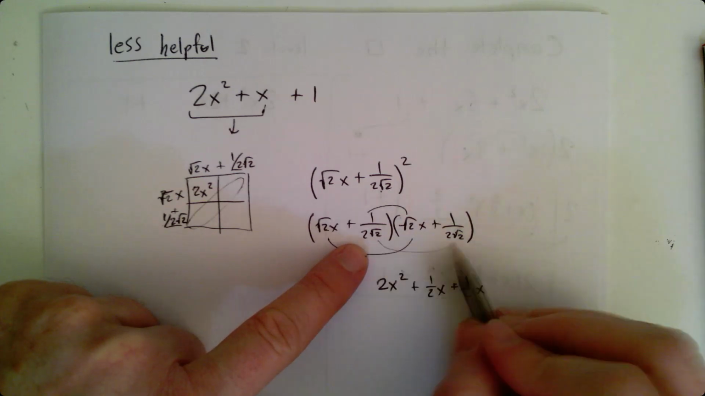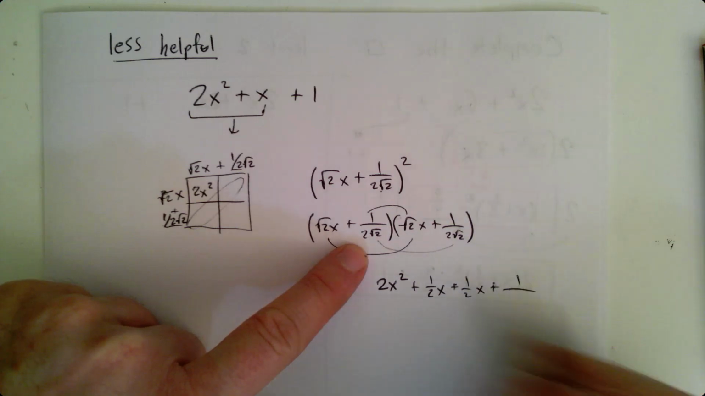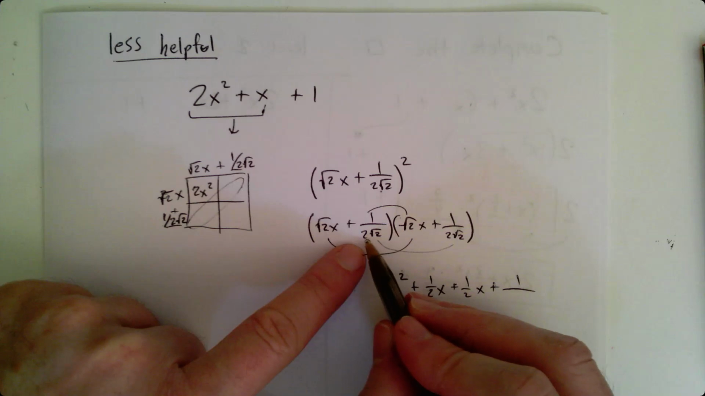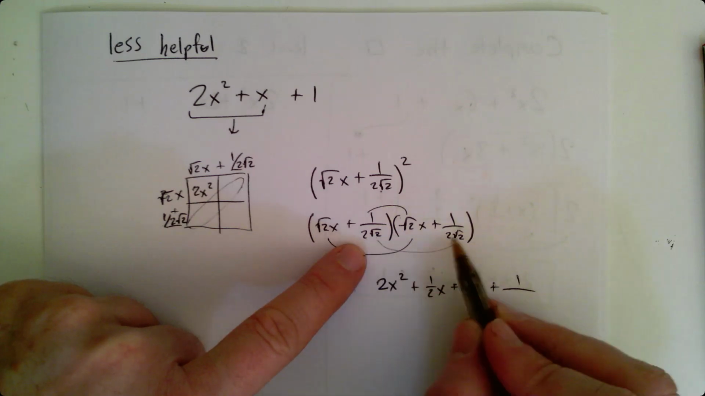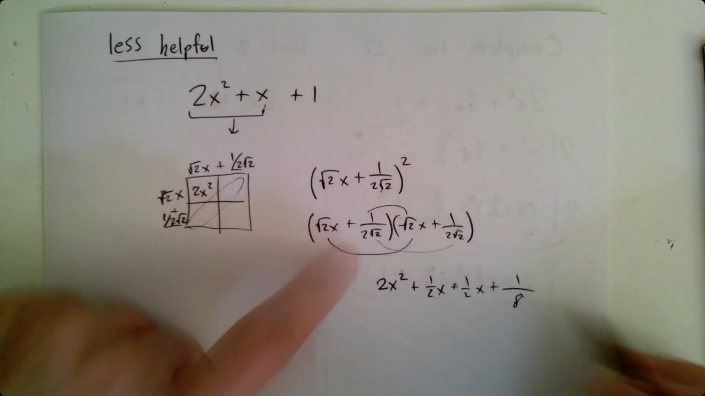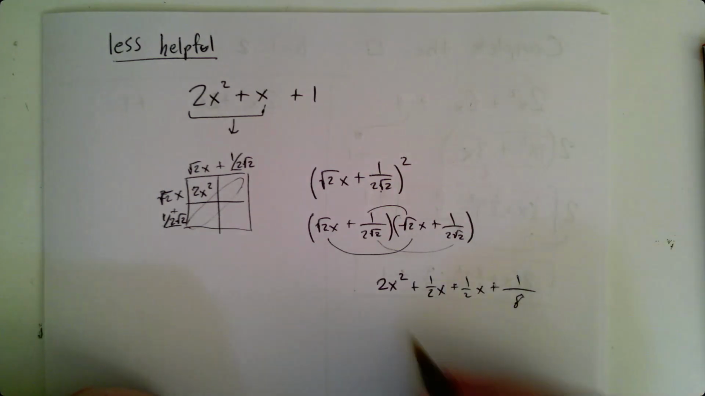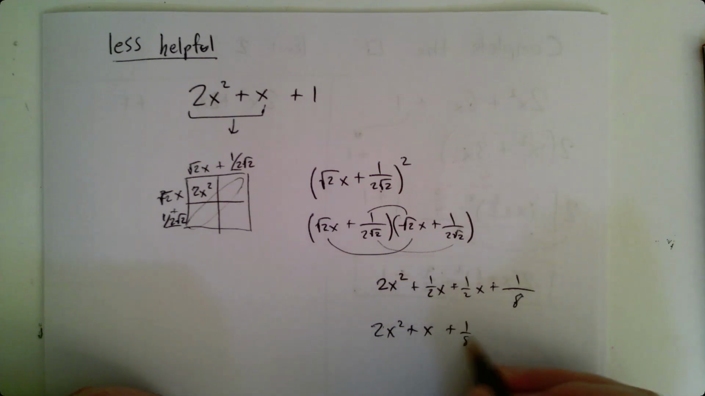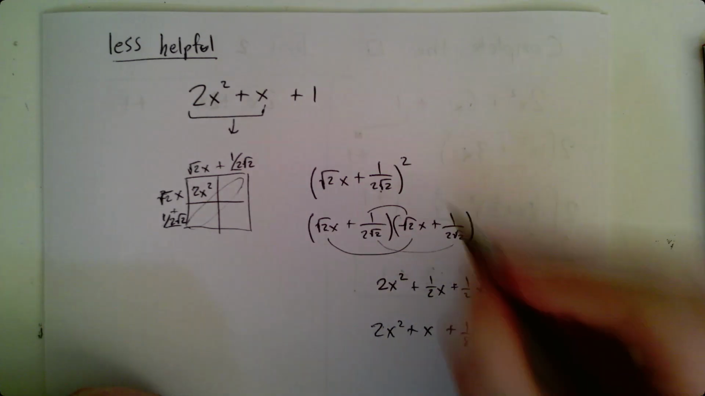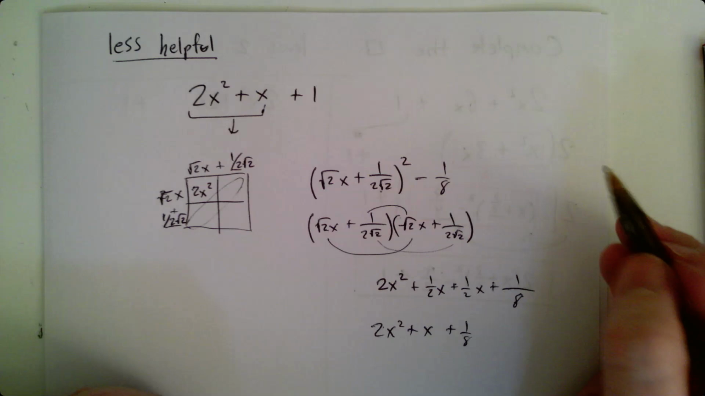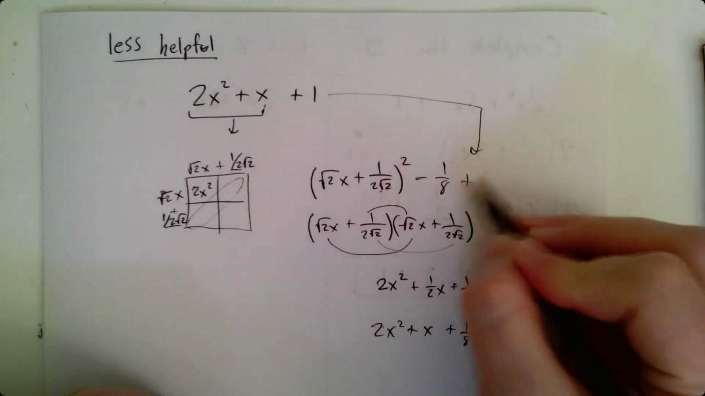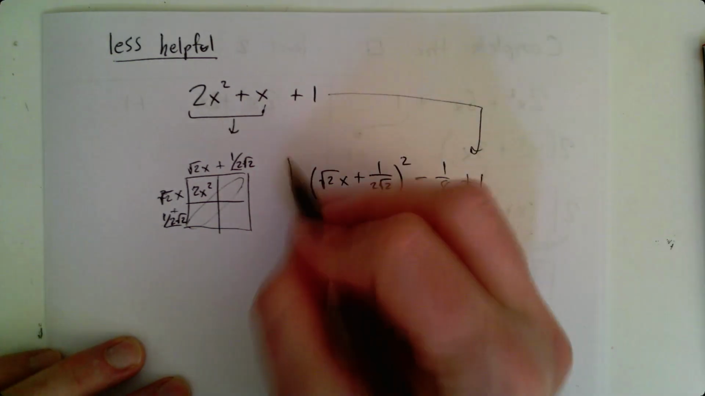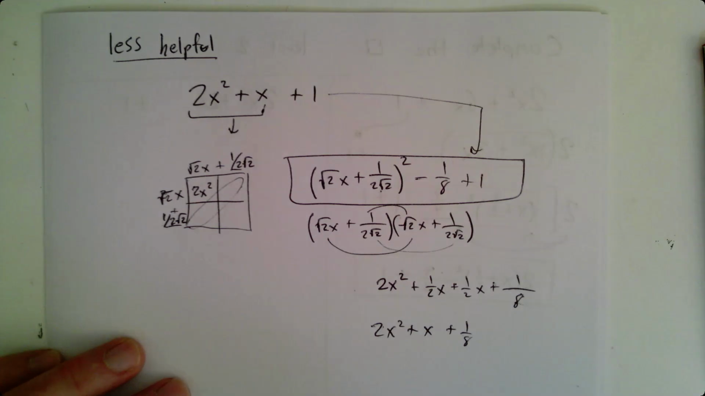And then when I multiply these two together, I get 1 over 2 times 2 is 4, times another 2 is 8, 1/8. So that gives me 2x squared plus x plus 1/8. Because the 1/8 is extra, we would subtract 1/8 here, and then the plus 1 is still on the outside. So this would be their answer for completing the square.